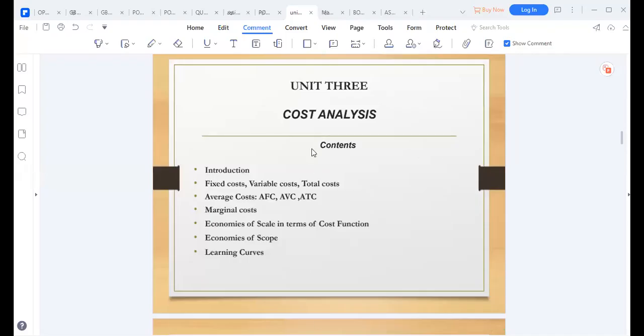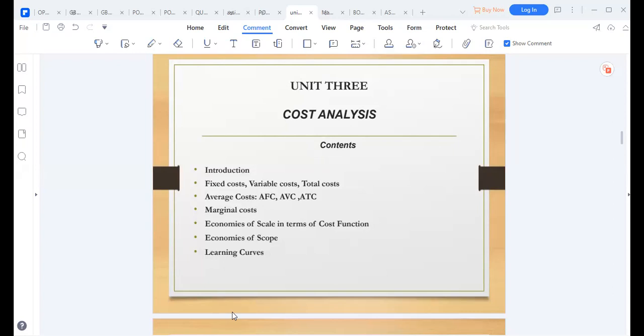Welcome to our unit on cost analysis. In this unit, we will look at cost being a fundamental aspect in economics. Cost analysis basically will involve examining various cost components that a firm may incur during its operations.